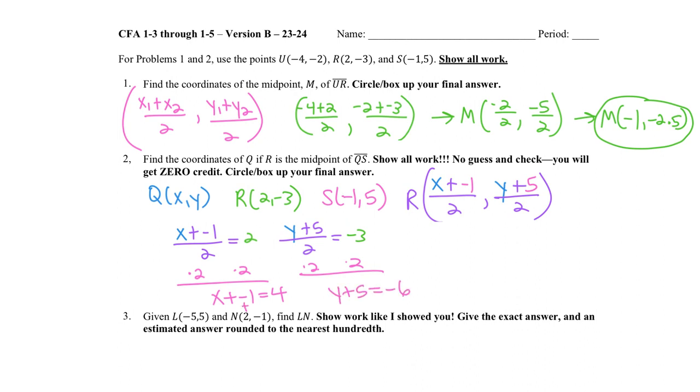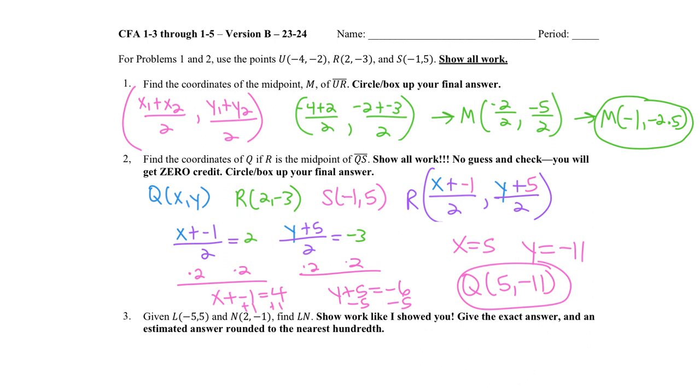I'm running out of room, but you're going to add 1 to both sides. So you get x is equal to a + 5. You're going to subtract 5 from both sides on this one, and so that gives you y as negative 11. So the coordinates for Q are (5, negative 11). And again, you have to write it as a coordinate point.